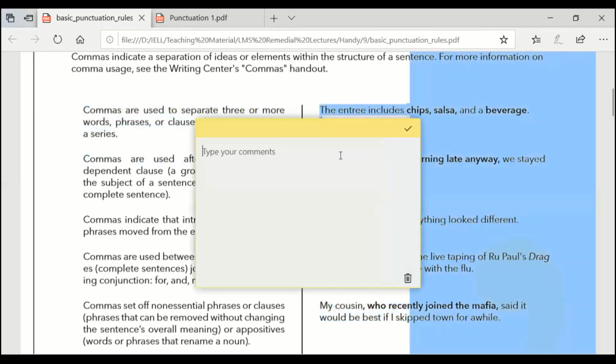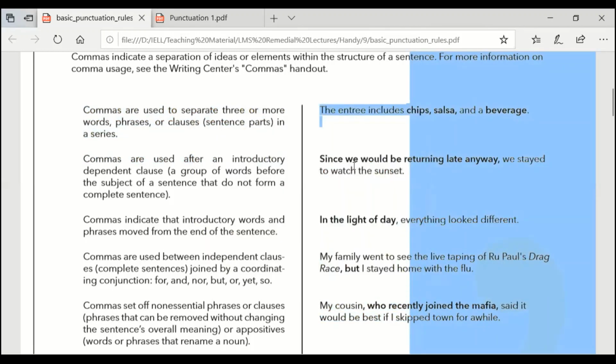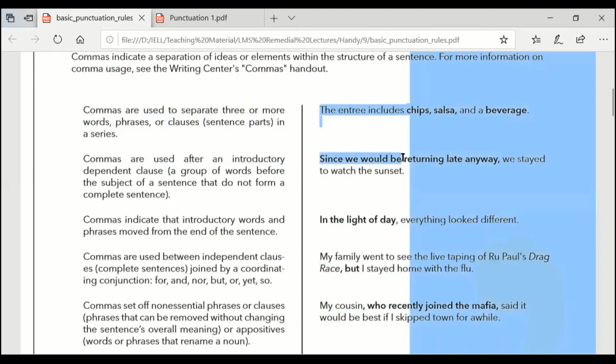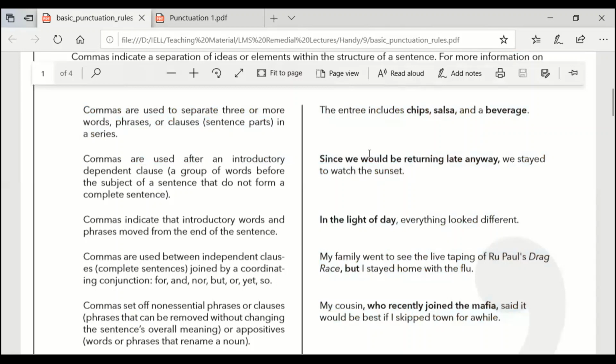So this is the dependent clause here. So the clause in the bold is the dependent one and the other clause is the independent one. I hope it's clear for now. So we use a comma after a dependent clause in the sentence. When we have to combine two clauses, one dependent and another independent, we use a comma between them.